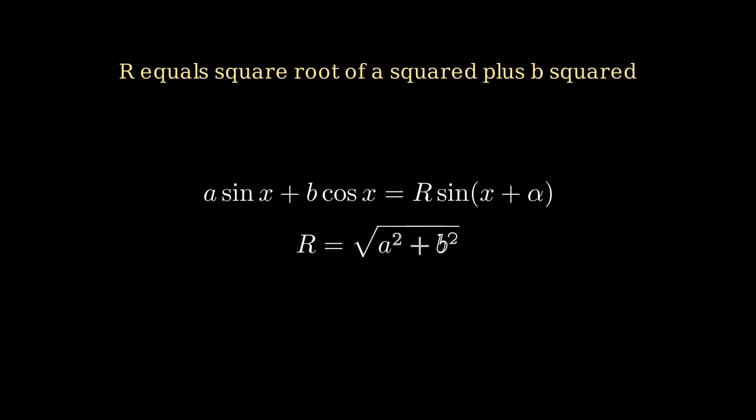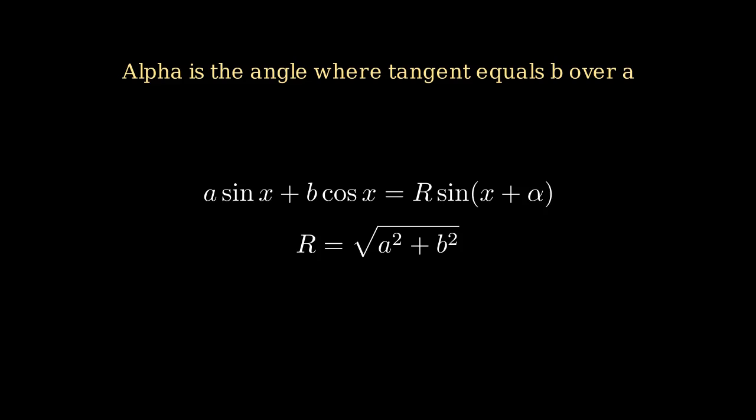Let us find r using a formula in words first. R is the square root of a squared plus b squared. This comes from treating a and b like two sides of a right-angled triangle. Let us find alpha using a formula in words first. Alpha is the angle whose tangent equals b divided by a. In symbols, this is alpha equals inverse tangent of b divided by a.